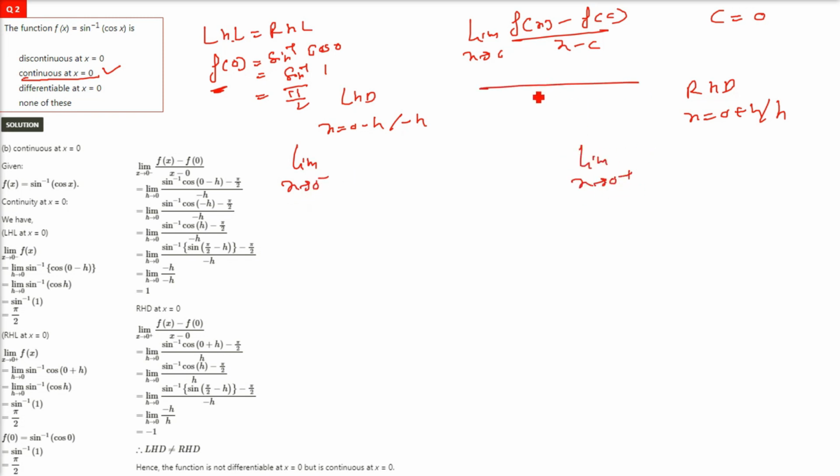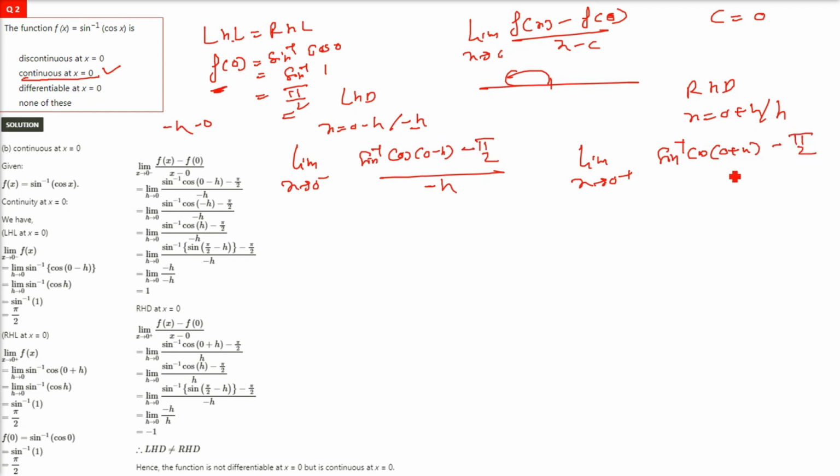This just shows which function you have to put in. But we have to use f(x) in both the cases, because f(x) is sine inverse cos x. So this is sine inverse cos. We just have to put 0 minus h here. Minus, as I already told you, f(0) we have already done, that is pi by 2. So replace it by pi by 2. And then we have this as the denominator, that is x minus c, minus h minus 0, that is going to be negative h. Here also same thing, sine inverse cos 0 plus h. So you can replace it by h, minus pi by 2 because f(c) will remain there. And then in the denominator it is 0 plus h, that is h.